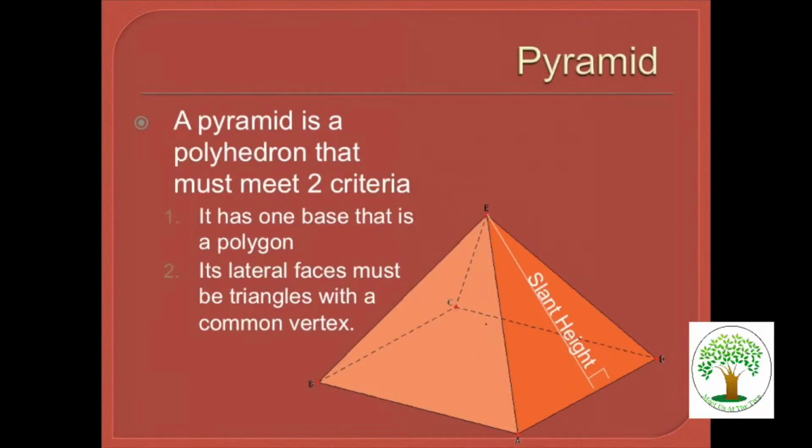We have something really important. It's the slant height. The slant height is the height of one of those triangles. It's perpendicular to the base of the triangle, the lateral base. It's called the slant height. There are two different kinds of heights, a slant height and a height, okay?